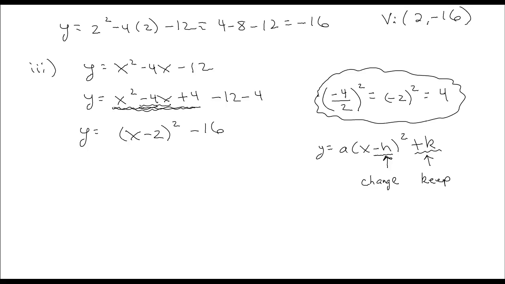So what I mean by that is, since it says x minus 2, instead of negative 2, I'm going to say the h value is positive 2. Since it says negative 16 for the k value, I'm just going to keep the sign and say negative 16. And so, yet again, for the third time, we get the exact same coordinate for the vertex.